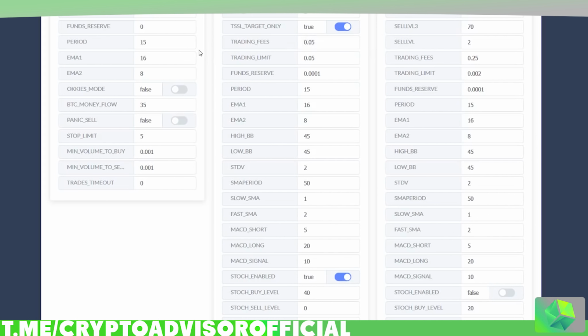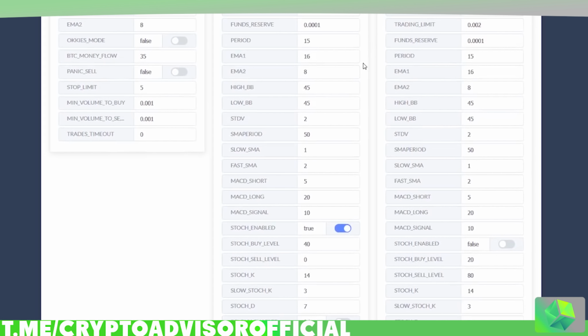Then you have trading fees. If you're using Binance and you're using BNB to cover fees, then your fees will be lower. They will be 0.05%. And then your trading limit, this is just how much Bitcoin or USD Tether you're using per trade. Funds reserve is just the amount of funds that you want to keep in your account. So say you have your trading limit at 1 Bitcoin, but you have 3 Bitcoins in your account, and you want to keep 1 Bitcoin for yourself. Then what you can do is set your funds reserve to 1 Bitcoin. So your bot will only be trading 2 Bitcoin, even though there are 3 Bitcoins on your account.